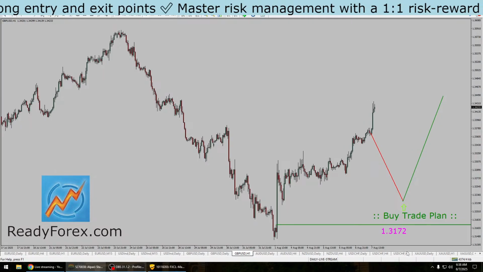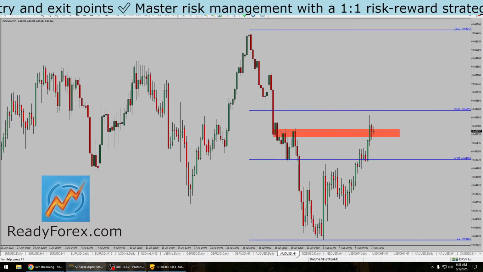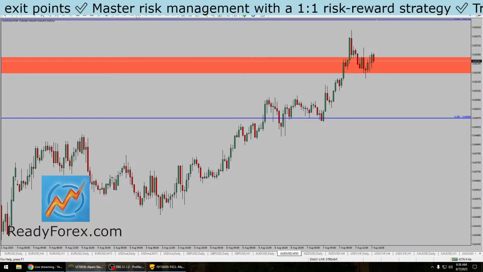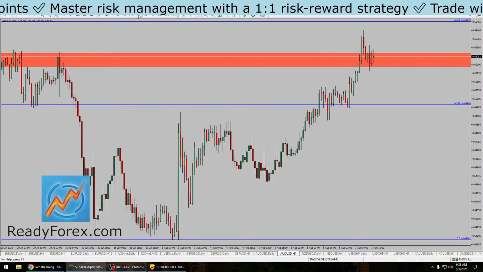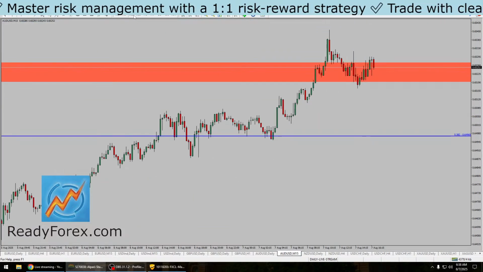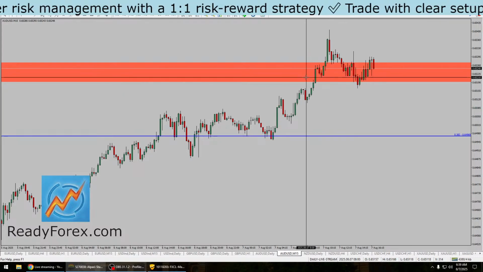Okay, let's quickly check out the Aussie dollar. 1 hour chart, nothing much going on. 15 minutes time frame.